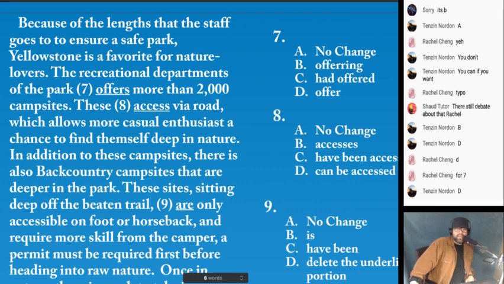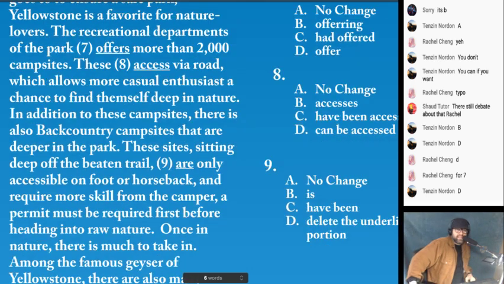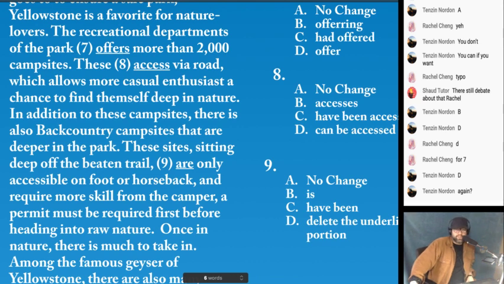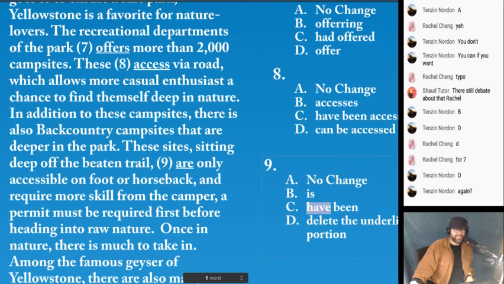7 is D. Number 9, these sites sitting deep off the beaten trail are, right? This is another time where I tried to trick you, where I put trail next to the verb. Trail is singular, so it makes you want to put is, but it's sites. Sites are the ones that are. So these sites are only accessible, right? D is in the past tense if you wanted to do that, but have been. I don't know if we do need to jump into the past tense here.